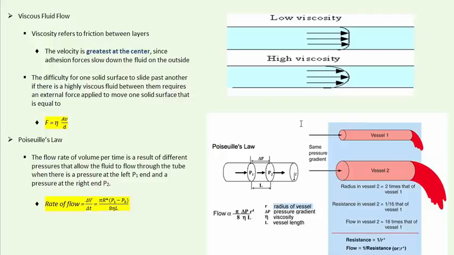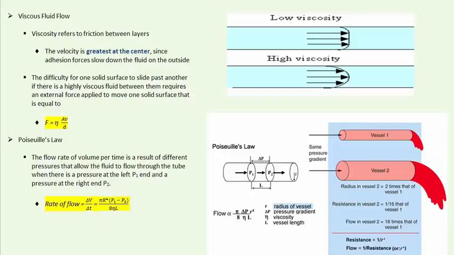So there is difficulty for one solid surface to slide past another if there is a highly viscous fluid between them. It requires an external force applied to move one solid surface, and the force is equal to the Greek letter eta multiplied by the cross-sectional area times the velocity of the fluid divided by the distance.